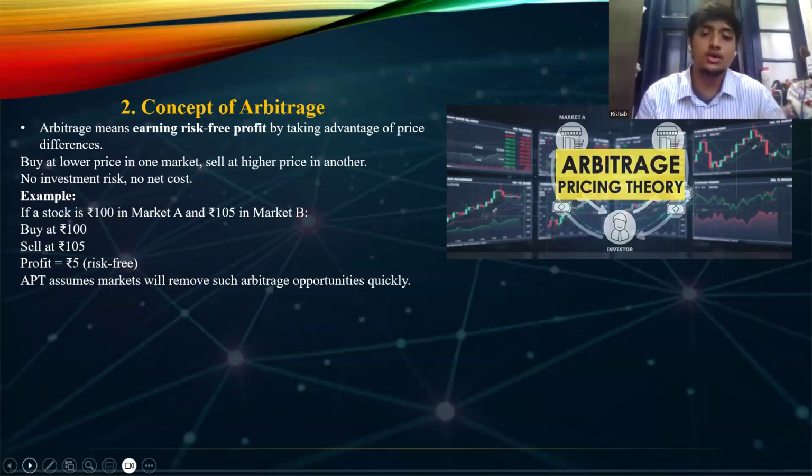Now let's see the concept of arbitrage. To understand this better, consider an example. If a stock price is at 100 rupees in market A and 105 in market B, the investor can buy it at 100 and sell it at 105, making a 5 rupees profit without risk. APT assumes that such opportunities do not last long, as the market forces quickly eliminate them. This ensures the price remains fair, aligned with underlying risk factors.